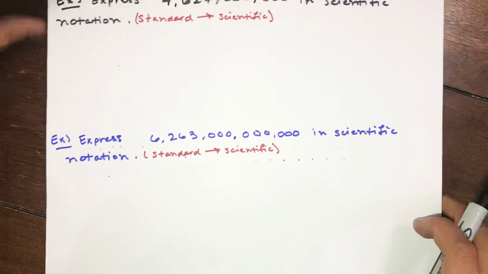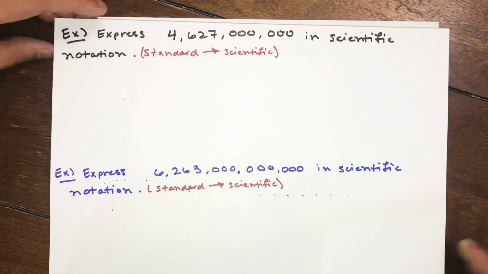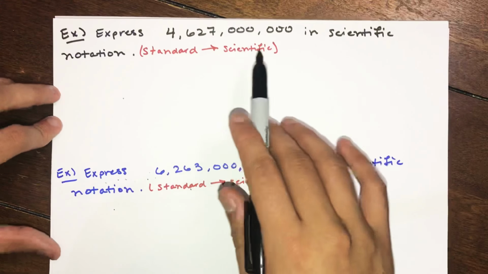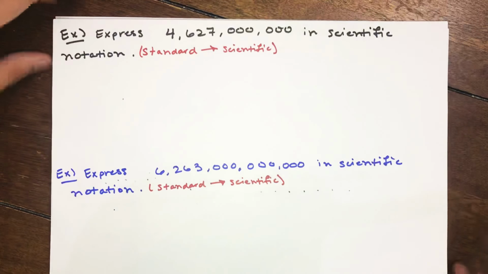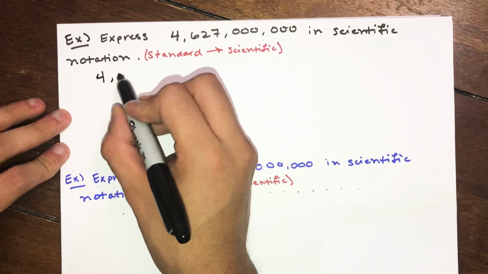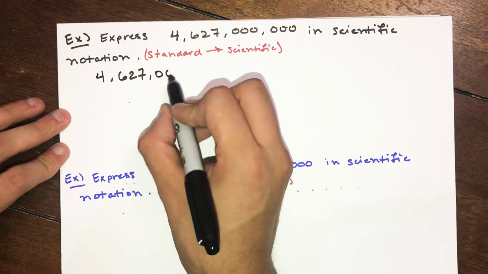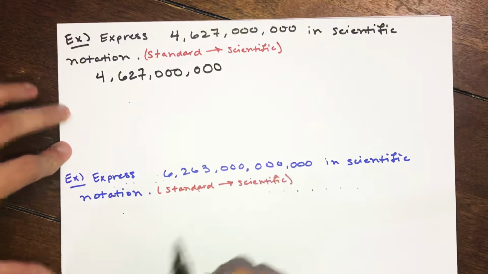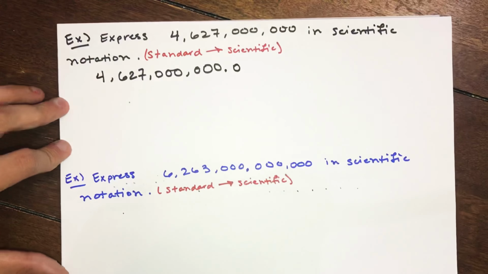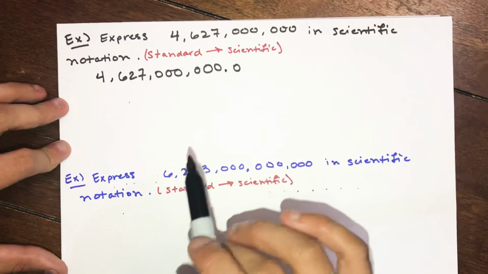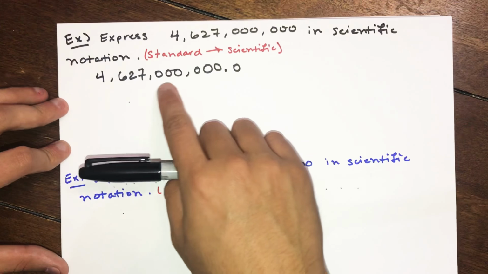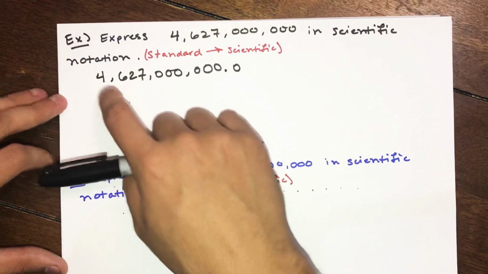This one says express 4,627,000,000, 4 billion 627 million, in scientific notation. All right, so let's get started. We have 4,627,000,000, and this number as a decimal looks just like this, with 0.0. We want to bring it to scientific notation, so how we do that is we take this decimal and move it all the way until we get a number in between 1 and 10.